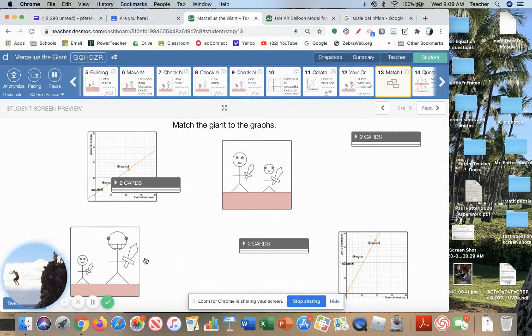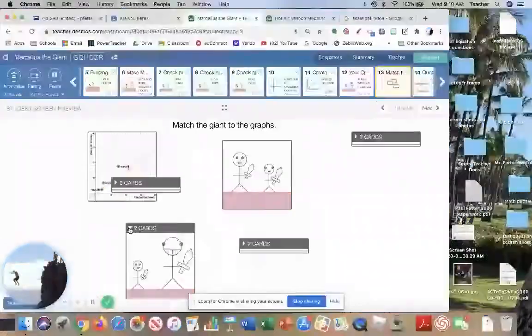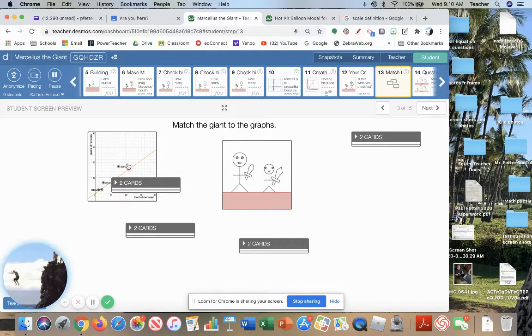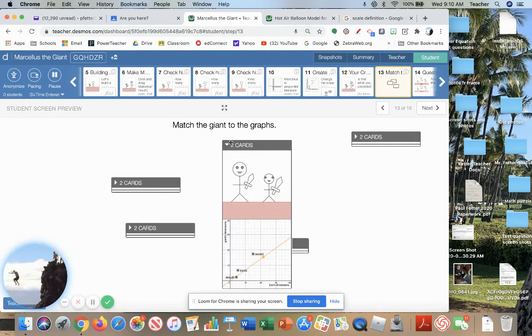And I just have one left. And again, this one's going to be eyes above the line, mouth above the line, and sword also above the line. And that's what we have here. So match those up. And that's that. And then this one, okay, the eyes are a little bit above the line, mouth below, and sword should be above also. And that's that one right there. So go ahead and match those up, and you're done with the card sort.